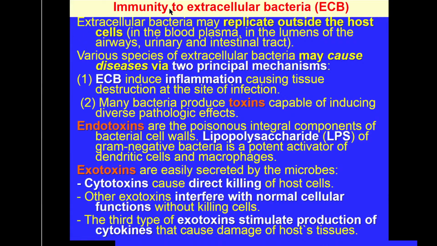Now, let's start with immunity to bacteria, namely to extracellular bacteria. Extracellular bacteria are organisms that usually occur outside the host cells. For example, Staphylococcus, Streptococcus, Escherichia coli. Various species of extracellular bacteria may cause diseases via two principal mechanisms. The first mechanism of generation of the disease by extracellular microbes is the generation of an inflammatory reaction.